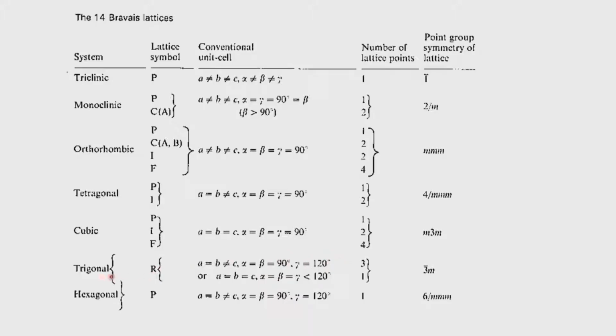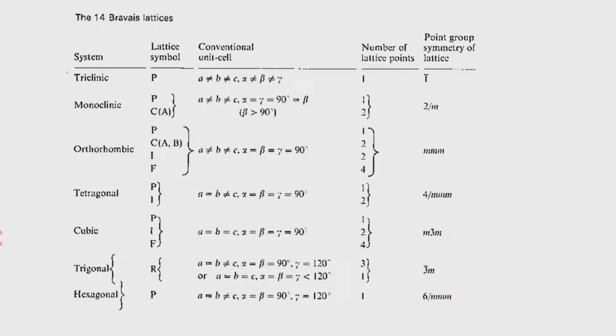On the other hand, the hexagonal system is the primitive lattice, which is A equals B not equal to C, alpha, beta 90 degrees, gamma is 120 degrees. You see in the rhombohedral setting we have A equals B equals C, alpha, beta, gamma are all equal, and they should be generally less than 120 degrees. And the highest point group symmetry that is associated with this is 3 bar m, and in this case it is 6 by m, 2 by m, 2 by m.